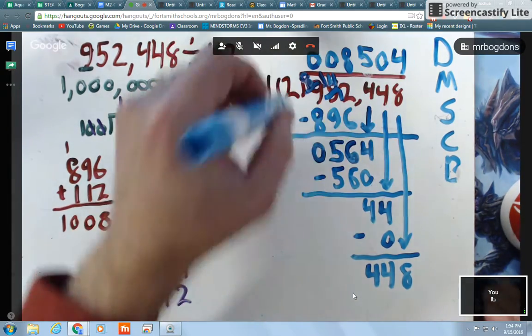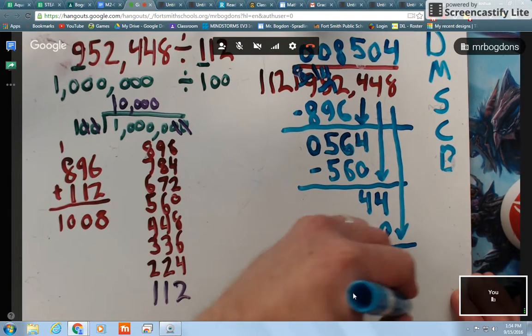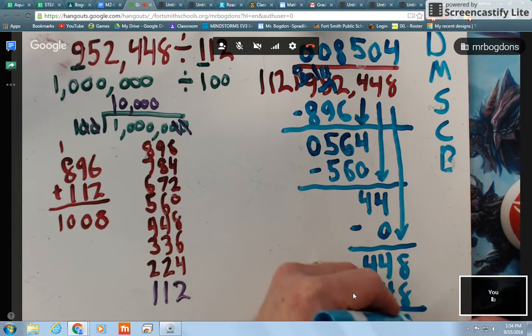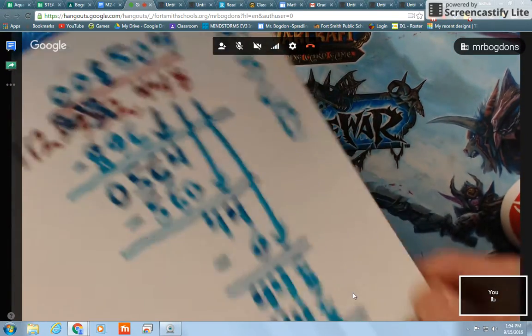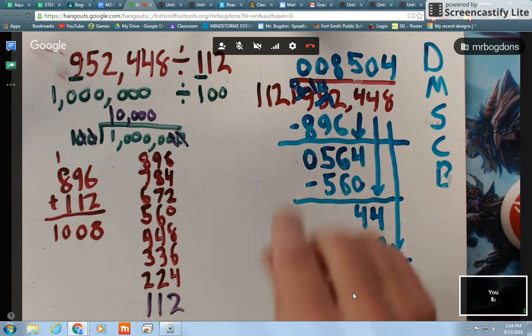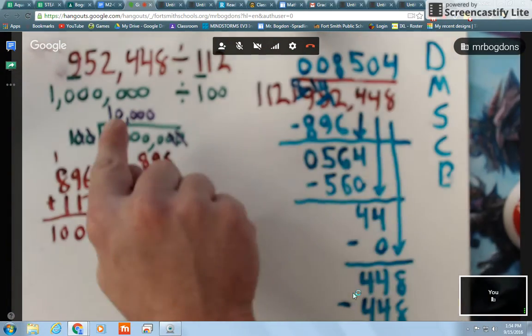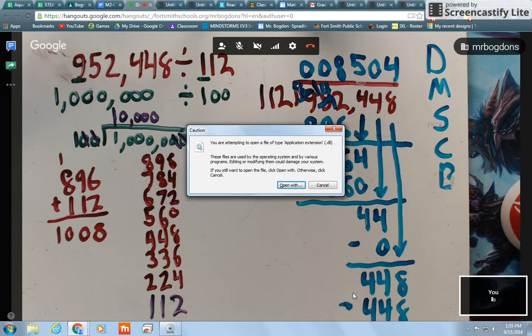Multiply. 4 times 112, 448. Thank you, multiplication tower. Find my subtraction. Turns out to be 0. How does my exact answer compare to my estimate? It's pretty close.